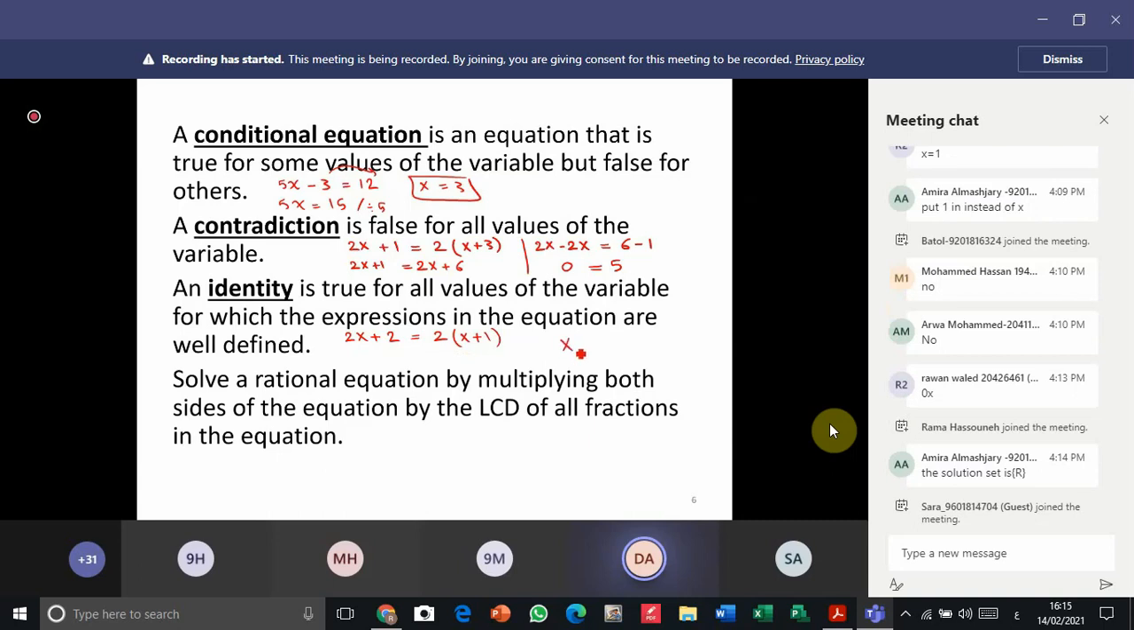So x, the solution belongs to R. 100%. The solution set is R. Why? Look at this. 2x plus 2 equal 2x plus 2. This is the same expression on both sides. Move the 2x minus 2x equal 0, the 2 minus 2 equal 0. So always the left hand side is 0 and the right hand side is 0. Okay, any question?